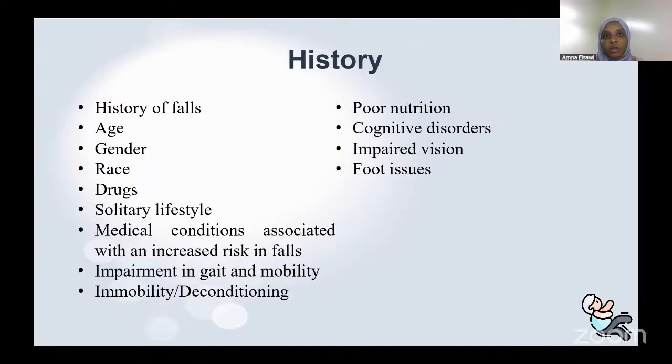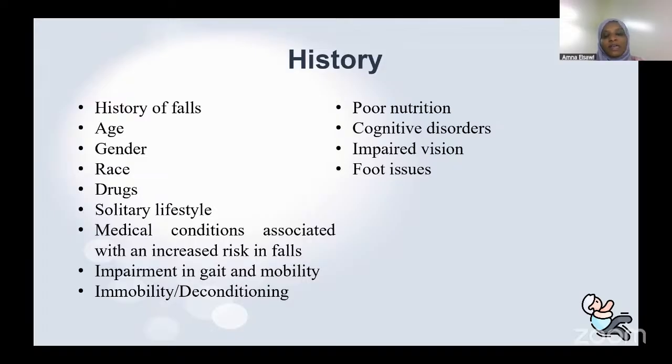The age is also important because, as we've seen in the statistics, age is a very big contributing factor to the risk of falls. Gender, because as we said, females are more at risk than their male counterparts. Race is also a very interesting thing because studies show that falls happen more commonly in white ethnicities. Drugs as well, as we discussed earlier.